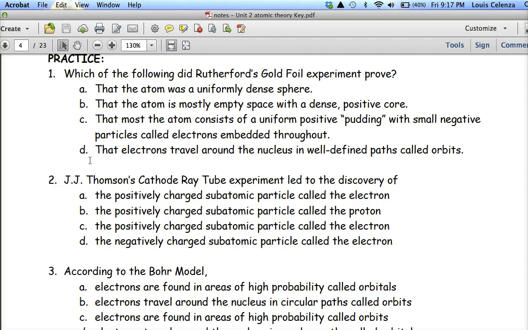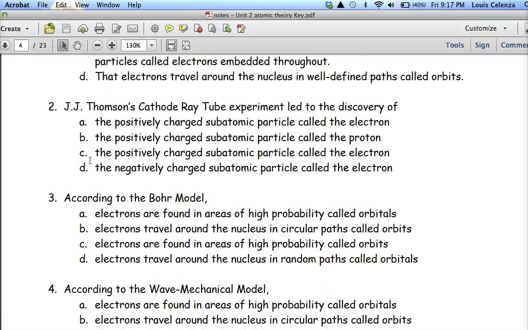Number 2. J.J. Thomson's cathode ray tube experiment led to the discovery of, well, remember, cathode ray tube led to the discovery of the electron and that it is negatively charged, so that would be choice, looks like D.